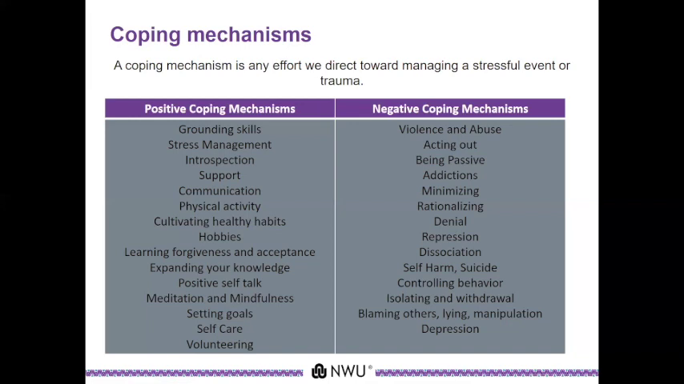Then there's also dissociation, where we space out and we use thinking, not feeling. Self-harm and suicide, diverting to controlling behavior, isolating and withdrawing ourselves, blaming others, lying or manipulating the situation, and depression. So many people use their coping mechanisms to benefit them in a positive way. However, we are not always able to cope with the difficulties we face and thus resolve to the negative coping mechanisms. It is sometimes hard to know when our adjustment and trauma are serious.